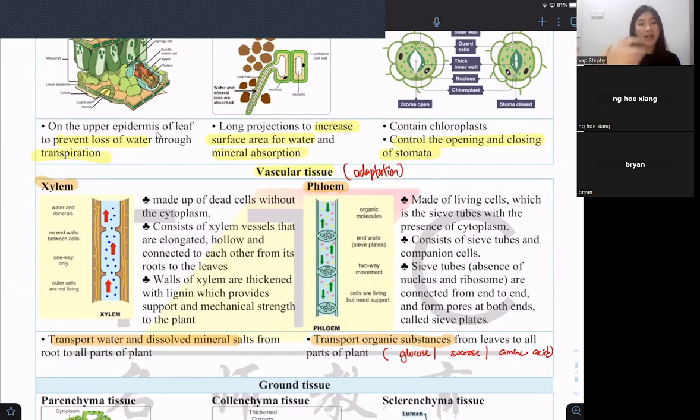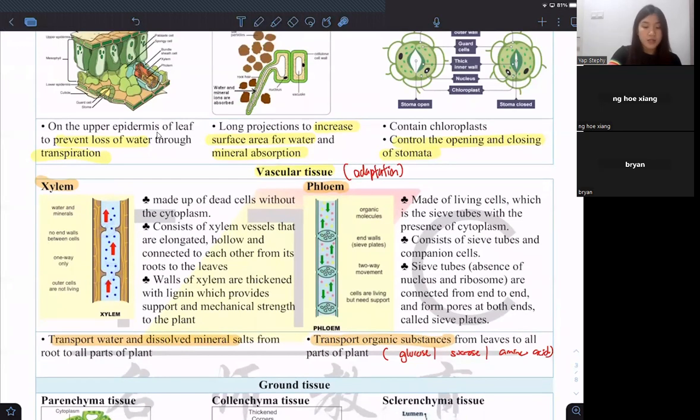Okay, and then for the adaptation for the xylem, you can see on the diagram, it is a hollow tube. So you can see at the middle, they don't have any blockage here. So this one is for the xylem, okay? So you have to highlight, it consists of xylem vessels that are elongated and hollow tubes, so they can connect to each other. You can ensure the continuous flow of the water. Yeah, so this is the first one.